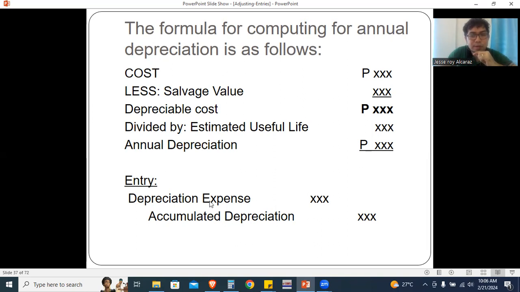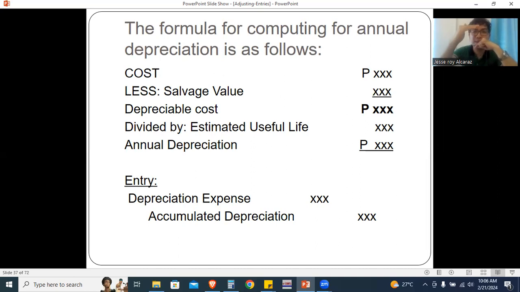So, we record this depreciation expense in relation to the portion na nagamit nato sa ato ang non-current assets. And unsa man ning accumulated depreciation? Accumulated depreciation, just like the allowance for doubtful accounts, is a contra asset account. So in the presentations of financial statements, accumulated depreciation is deducted from the asset.